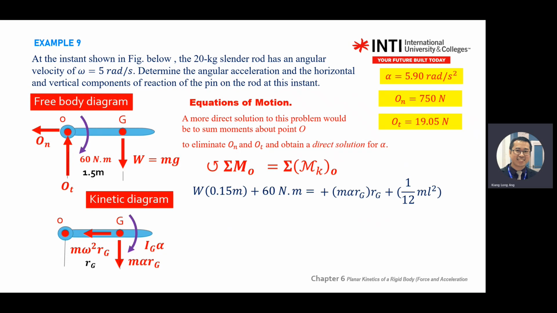Yes, missing alpha here. Ig is 1/12 ml square. You only have Ig, you don't have alpha. So there's a typo error in my calculation. If this question comes out in assessment, lack of alpha, you miss the whole mark. I don't give you full marks. Means wrong equation.